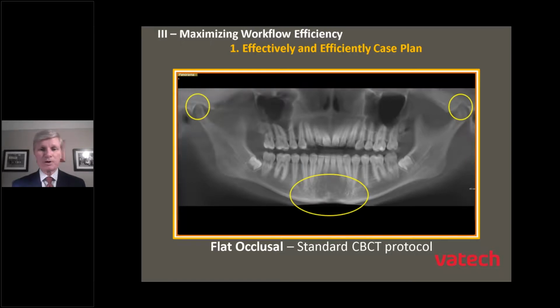So standard protocol for CBCT is a flat occlusion. Okay? Quickest way to do that, before image capture, have the patient smile, and the cusps of the teeth should be parallel to the floor, as you see in this example right here. This is actually the exact same patient, just positioned properly. If you look at the condyles, they're about 1.5 or 2 centimeters below the superior border of our CBCT scan. And look at the mandible. Notice how it's clearly defined. You can see the entire mandible.